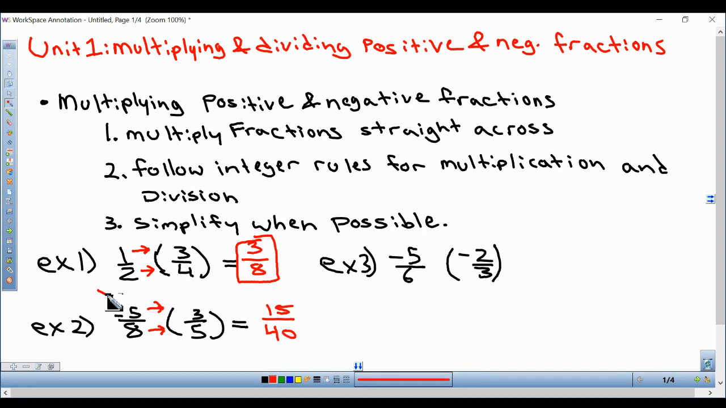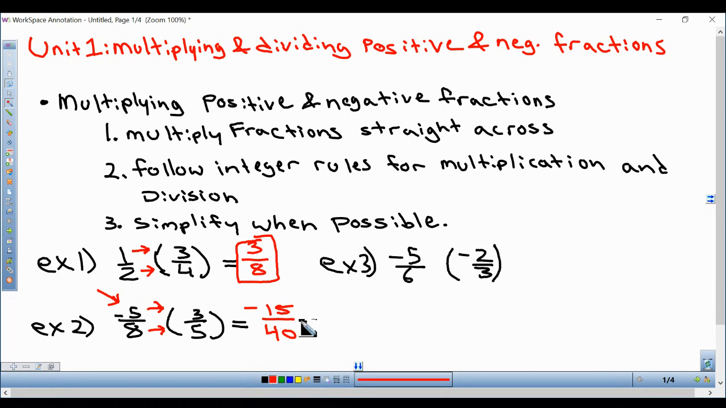Before I move on, I want to see, do I have any negative numbers? Yes, I do. This 5/8 is negative. Not just the 5, but the whole thing. It's 5/8, it's a negative number. So what happens when we have a negative times a positive? Well, if we multiply a negative times a positive, our answer is always going to be negative. So our answer is negative 15 over 40.